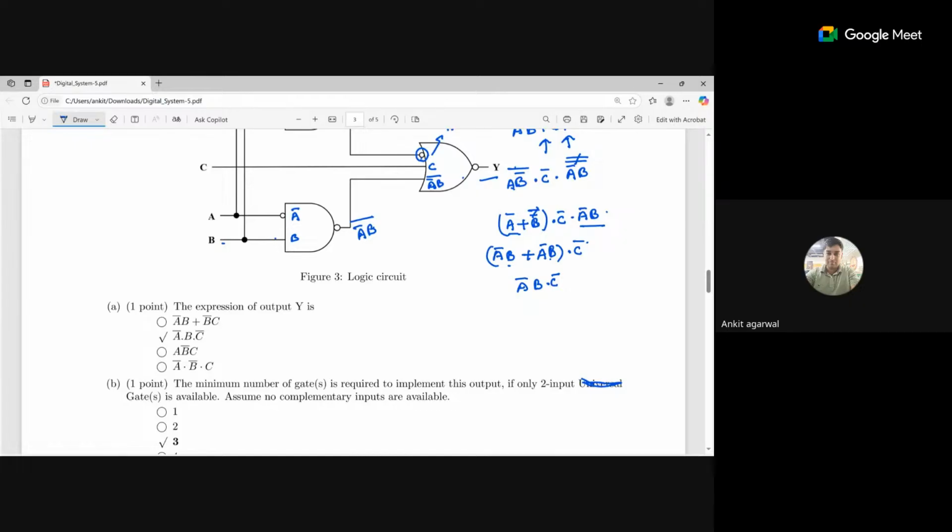So you are taking that first NOT gate, so A bar. Okay, then the B, and then we require a C and C bar. Is it correct? Yes, sir.